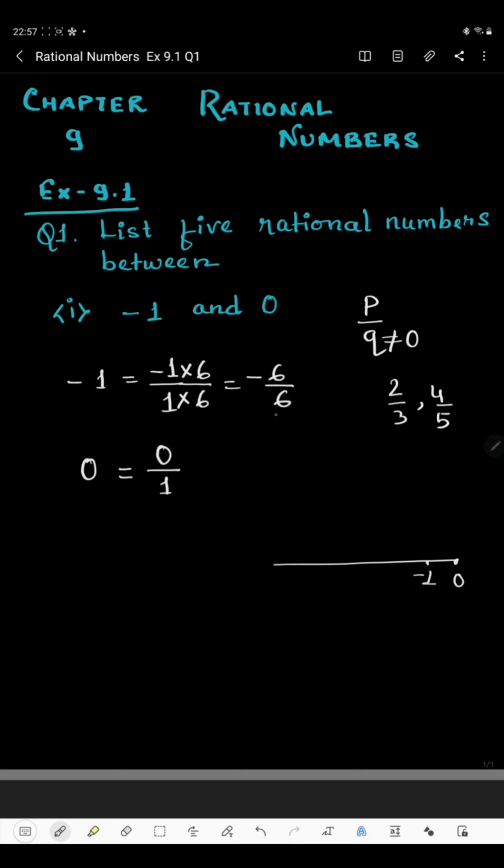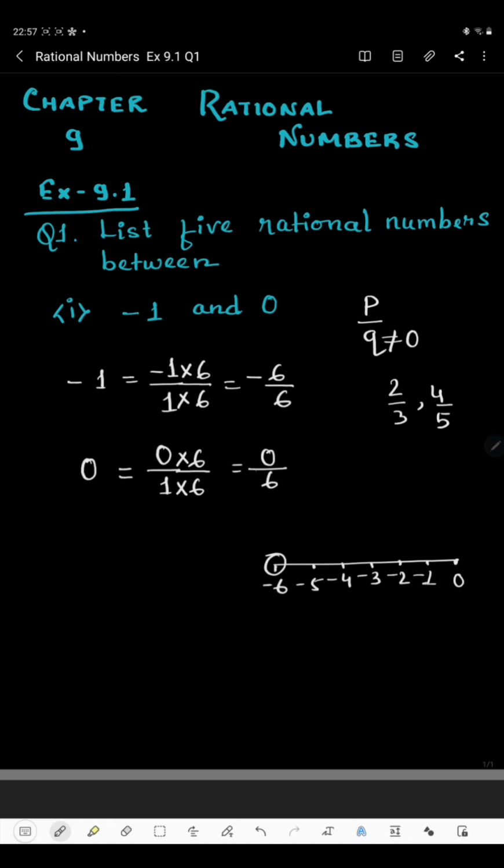Since we have to make the denominator the same, and I have multiplied by 6, the same number will be multiplied by 1 also in the next rational number. We will just multiply the denominator by 6, and the same number will be multiplied by the numerator also. So we are getting 0, as 6 zeros are 0 and 6 ones are 6. Now see, here is -1, here we have got -6. Now where is -6 on the number line? -1, -2, -3, -4, -5, -6.